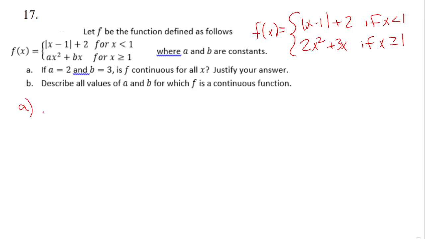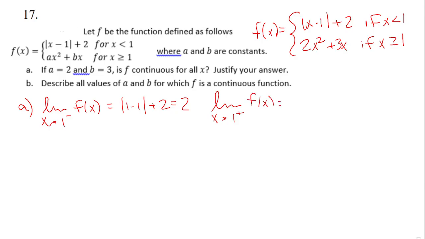So for part A, does the limit as x approaches 1 from the left of f of x equal it from the right? Well, from the left, it's the absolute value of 1 minus 1 plus 2, which is 2. And then it's the limit as x approaches 1 from the right of f of x, which is 2 times 1 squared plus 3 times 1, which equals 5. And, well, quite obviously, 2 does not equal 5, right? And so, no, this function is not continuous. Okay? So the answer is no.